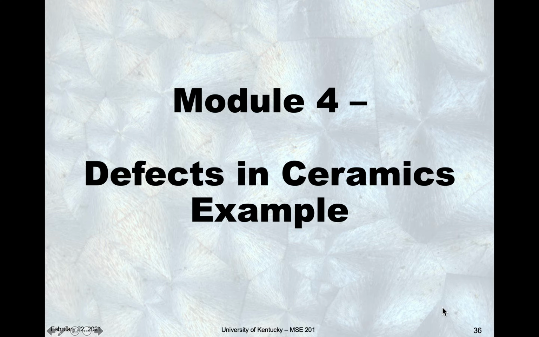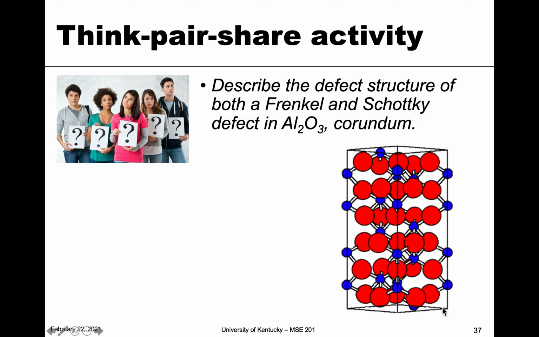All right, so now let's work an example of defects in ceramics. So again, this is going to be on your quiz, and we're going to look at a slightly more complex structure, not from the unit cell at least. So here's the unit cell of corundum, which is the structure of Al2O3.